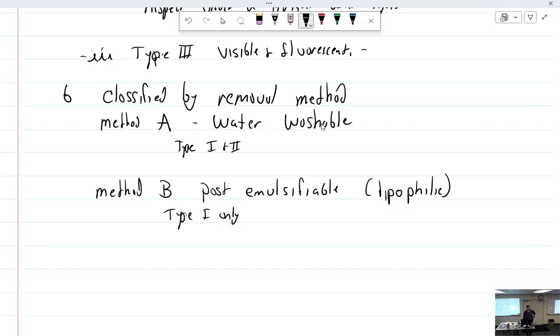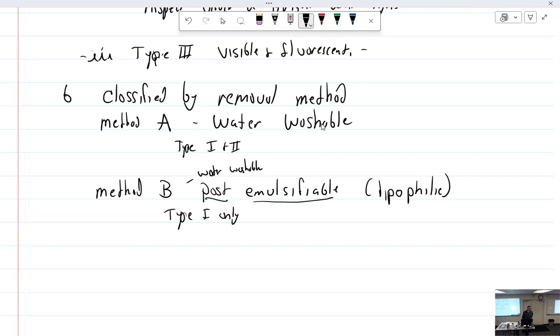What that means by post-emulsified, sorry about that, let's be more specific. The method A stuff is an oil-based penetrant, and now I'm telling you you're going to wash it off with what?